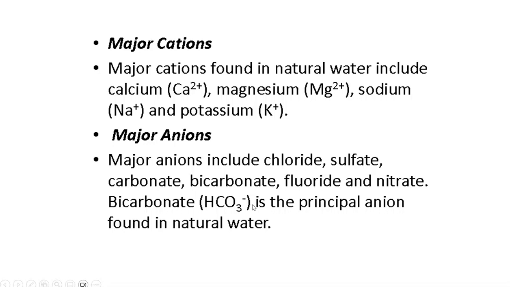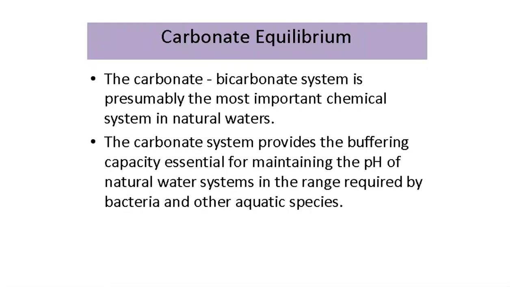Bicarbonate, HCO3, is the principal anion found in natural water. The carbonate equilibrium, the carbonate-bicarbonate system, is presumably the most important chemical system in natural waters. The carbonate system provides the buffering capacity essential for maintaining the pH of natural water systems in the range required by bacteria and other aquatic species.